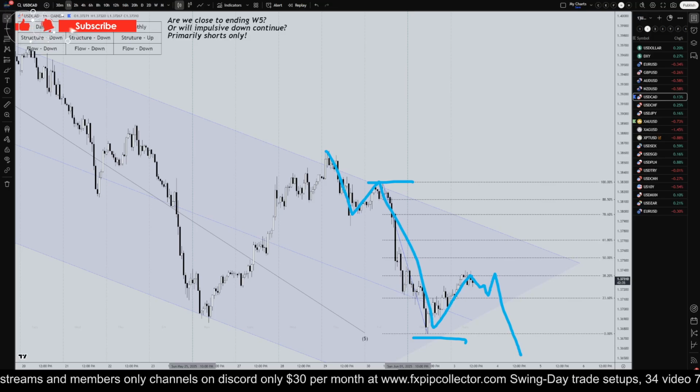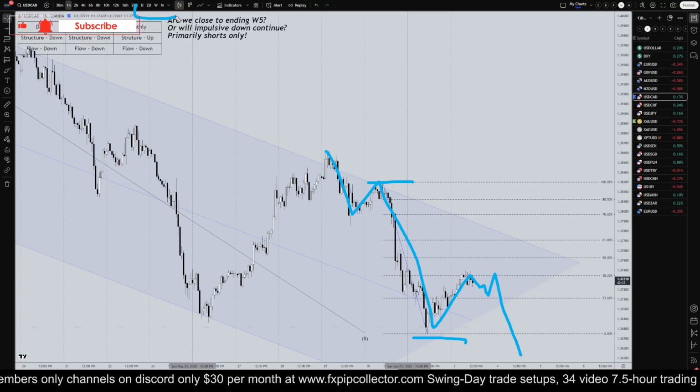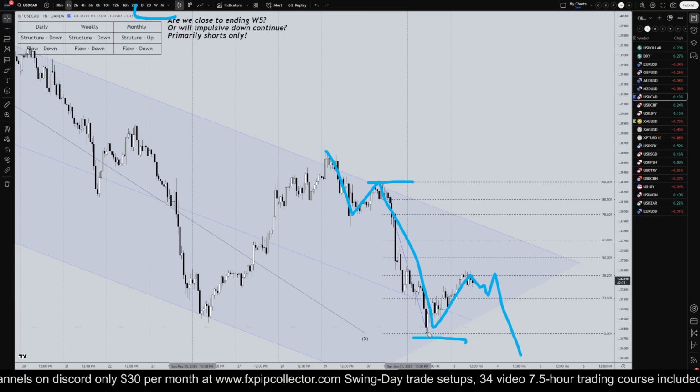I personally am still looking for shorts because of the higher time frame, but because we're sitting at the 78% on the daily, I am going to be a little bit cautious. I would want to see a nice three-wave pullback, a nice Fibonacci bounce in order to go short again for the continuation of the downtrend.